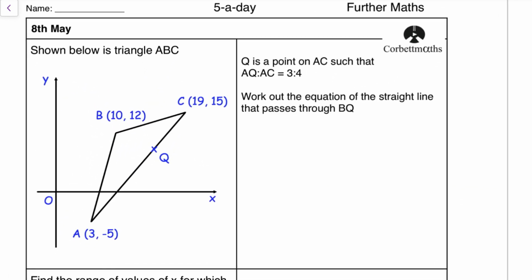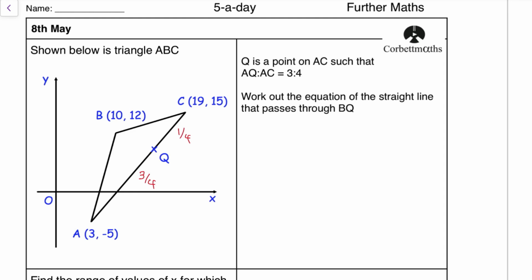Shown below is triangle ABC. Q is a point on AC such that AQ:AC equals 3 to 4. So AQ is 3/7 and AC is the whole thing. Oh, actually, no, I've read that wrong, haven't I? I have to be very careful here. So in other words, this is 3/4. I'm going to do it in red. This is 3/4 and this is 1/4. That's because I'm not doing A to Q, Q to C. I'm doing A to Q compared to the whole thing, A to C. So it's going to be 3/4 of it. Nice, easy error to make, as I very nearly did.